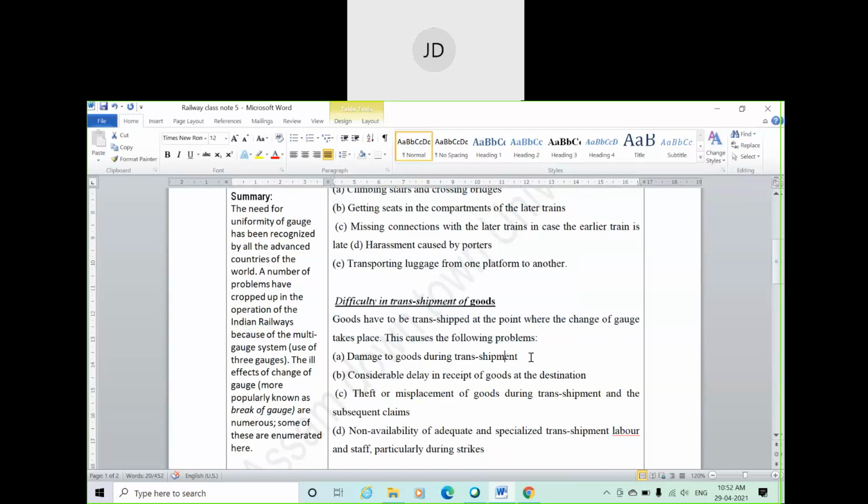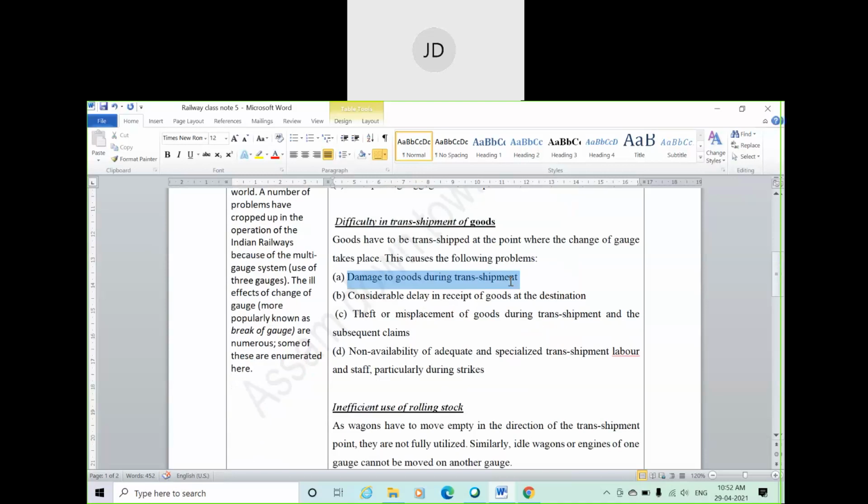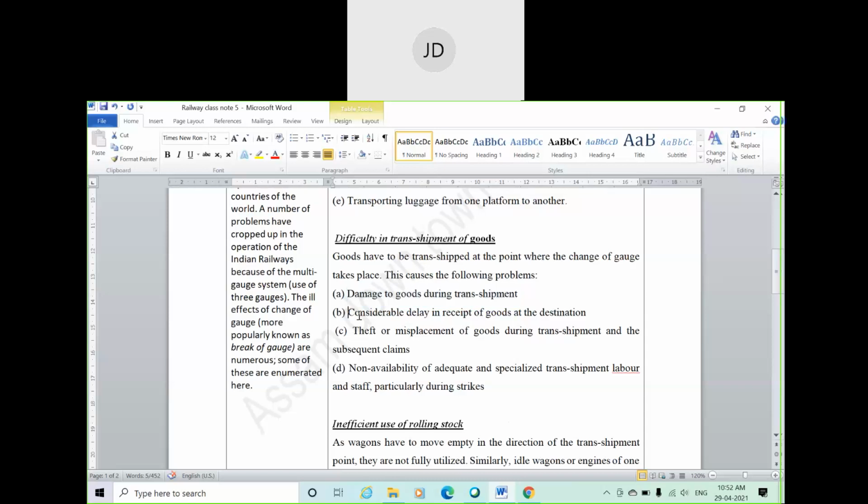And what are the problems? It may cause damage to the goods. Then considerable delay in receipt of goods at the destination, since the handling is very crucial and may take time. So the time of receiving the goods at the destination may get late because of that shifting from one train to another. Then theft or misplacement of goods during transshipment and subsequent claims. So here it is a very common problem even in India, theft or misplacement. I think you have all got the idea.